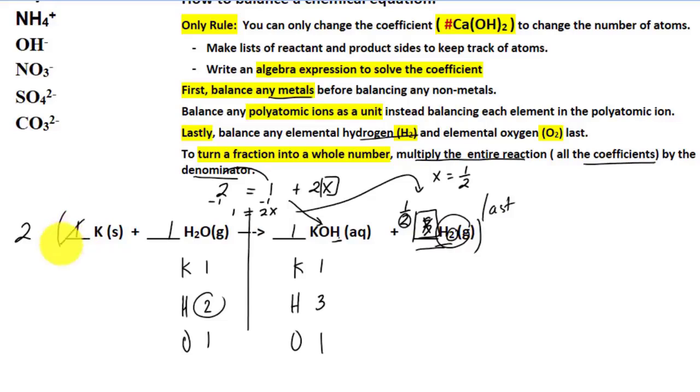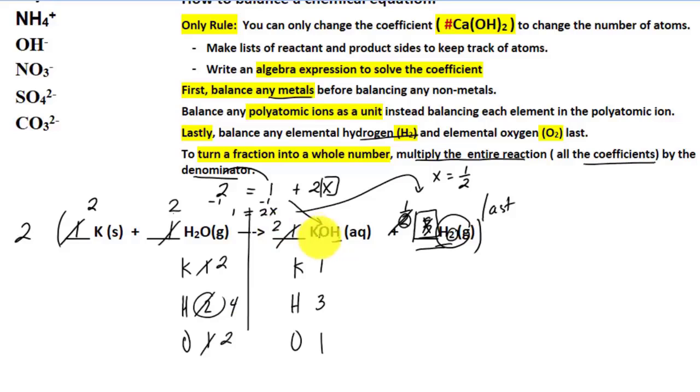So this is going to give me 2. This is going to give me 2. This is going to give me 2. And this is going to give me 1. So let's count all the elements all over again because we have multiplied all the coefficients. In this case, potassium, which is K, I get myself 2. For hydrogen, I have 2 times 2, which gives myself 4 hydrogen. How about the oxygen? 2 times 1 gives myself 2. That's on the reactant side. Now on the product side.